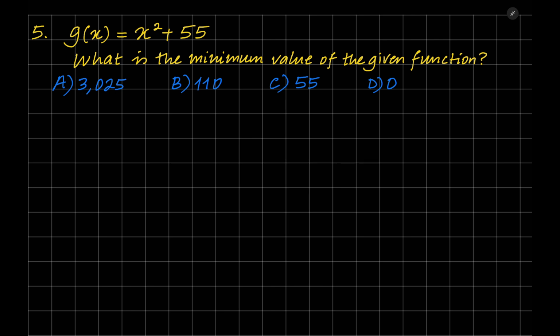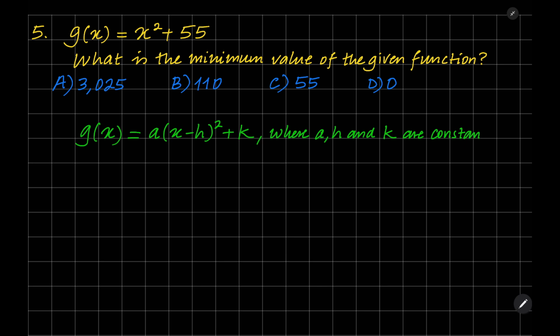A quadratic function in the form g of x equal a times x minus h squared plus k, where a, h, and k are constants, has a minimum value of k at x equal to h when a is greater than 0.